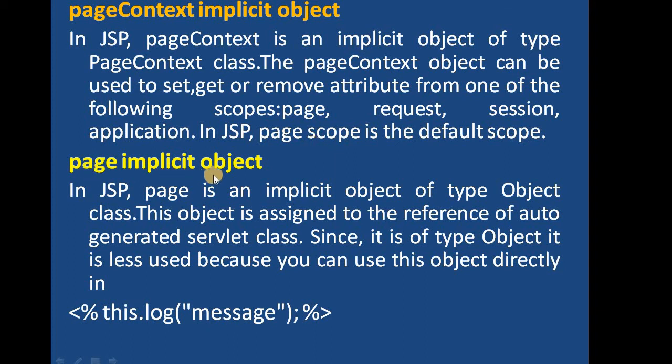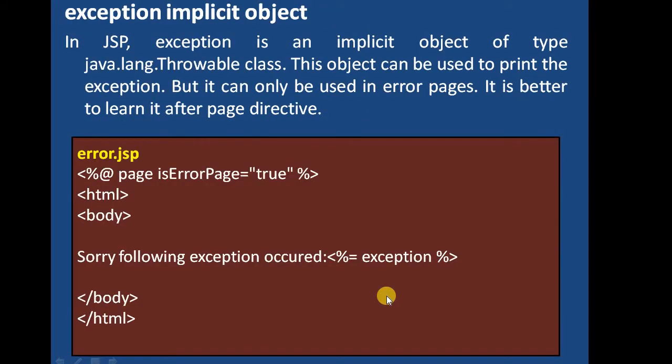The page implicit object is an implicit object of type Object class, and this is assigned to the reference of the auto-generated servlet class and is of type Object. As it is of type Object, it can directly be called just by using the this operator. So we can use this.log and write any message. So these are the page and other implicit objects.